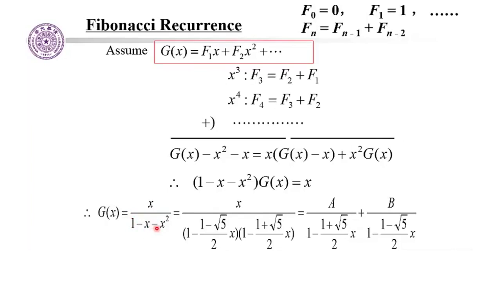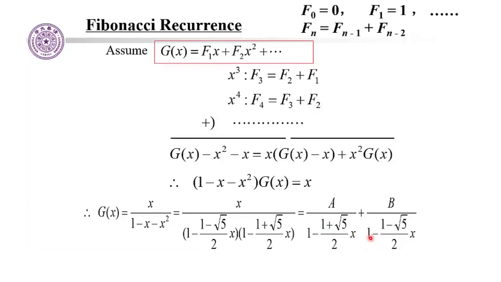To write it in the form of 1 minus alpha x, 1 minus x minus x squared is exactly equal to (1 minus (1 minus square root of 5) times x over 2) times (1 minus (1 plus square root of 5) times x over 2). Now we use the same method as the one we used for the Hanoi Tower to convert it into a sum of two fractions. The denominators of the fractions are exactly the factors here. For example, this denominator is 1 minus (1 plus square root of 5) times x over 2.